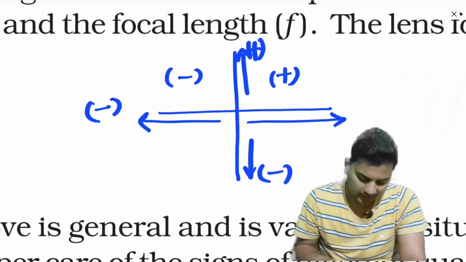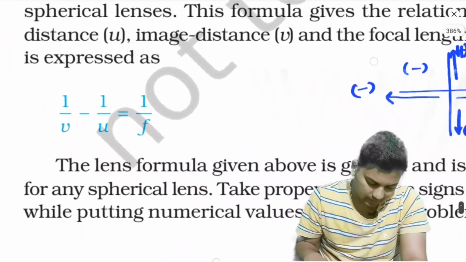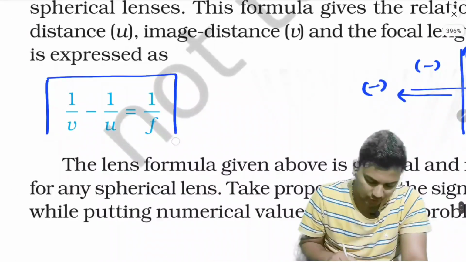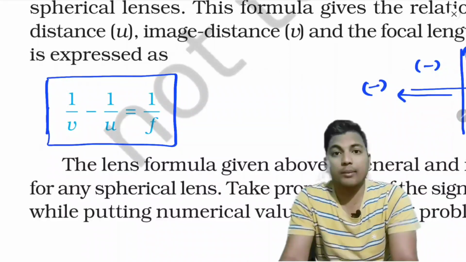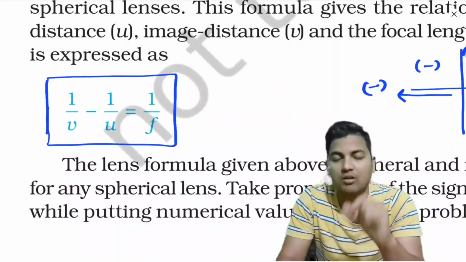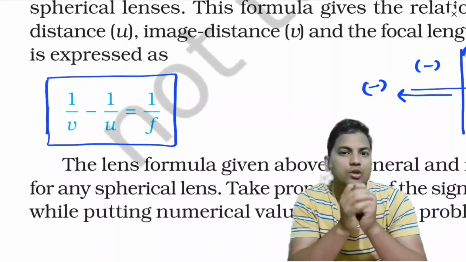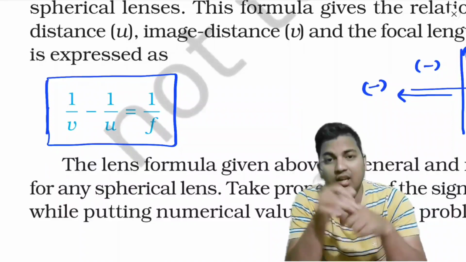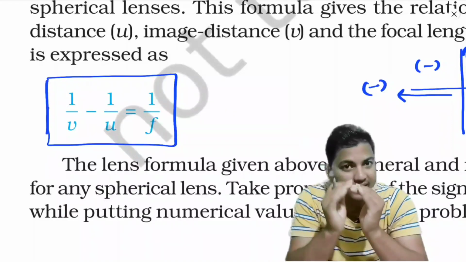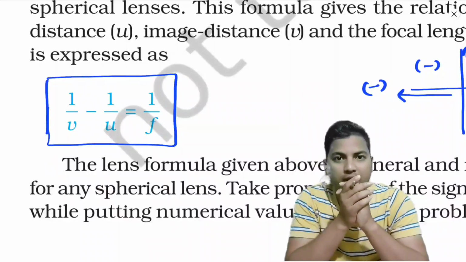Moving on to the next, we will cover the lens formula. Clear? Here it is given 1 by v minus 1 by u equal to 1 by f. In the previous video in the mirror concept we have seen that our mirror formula was 1 by v plus 1 by u equal to 1 by f, but here the sign is changed, that is 1 by v minus 1 by u equal to 1 by f. Clear? I hope all are doing well.